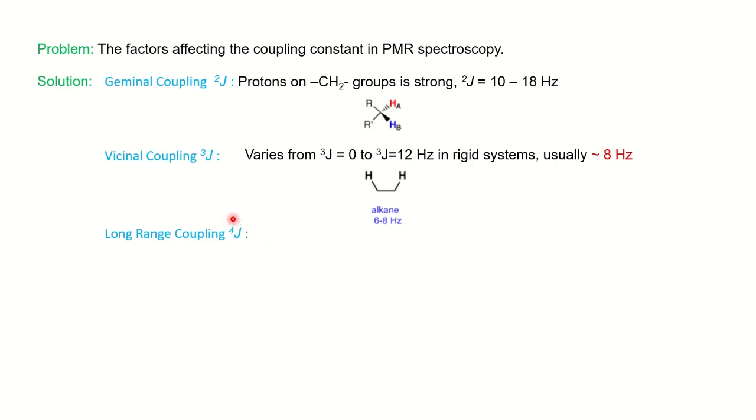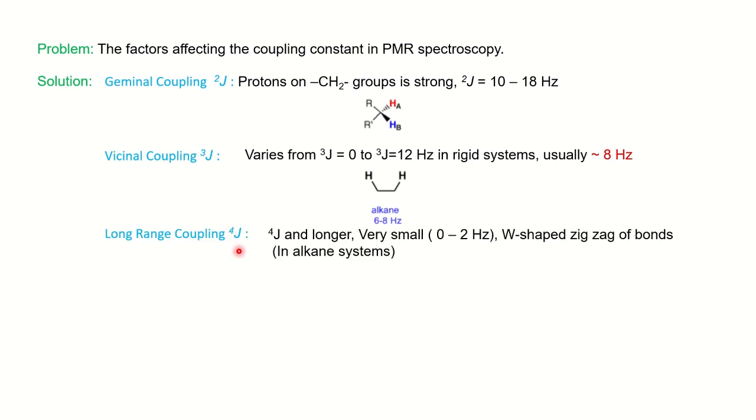Long range coupling is the 4 bond coupling, 4J, and you can see as the number of bonds increases here, the value is very small, 0 to 2 hertz. It is also called W shape or zigzag system, and usually it is found in alkane. So you can see 1, 2, 3, 4 bonds are there. It is a 3 carbon system having the 2 protons separated by 4 bonds. So this is called long range coupling. Value is very small, 0 to 2. It is a weak coupling. Also you can notice it looks like a W shape.